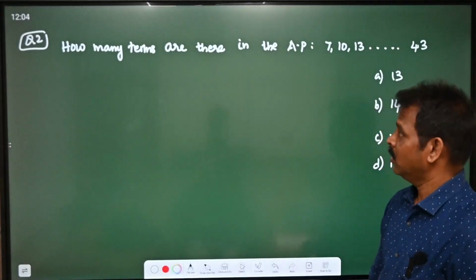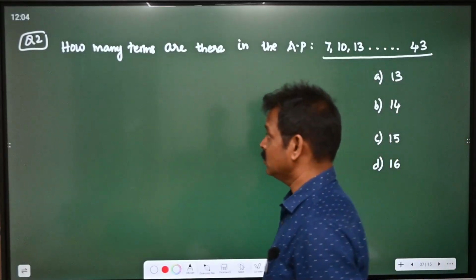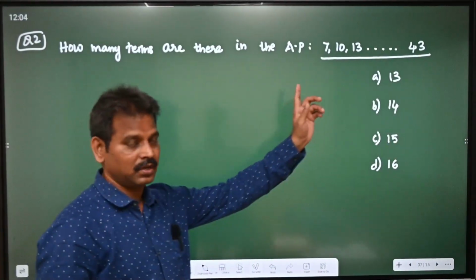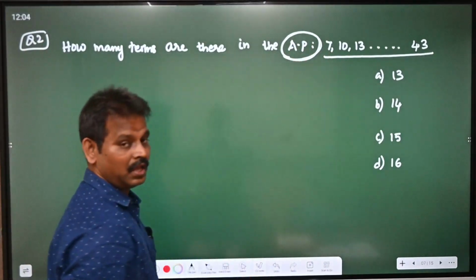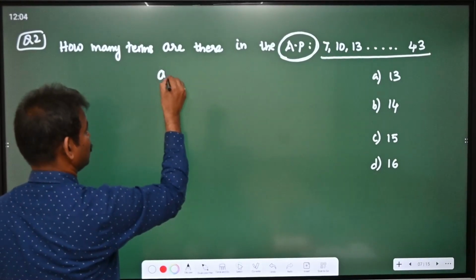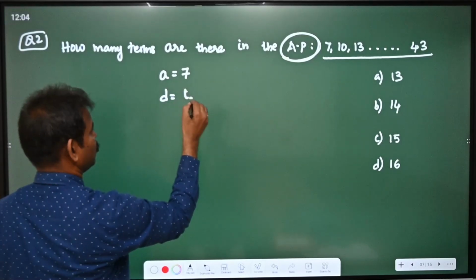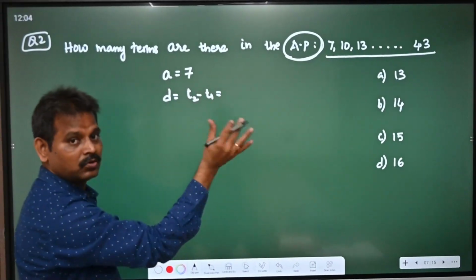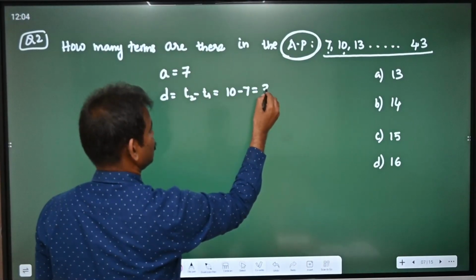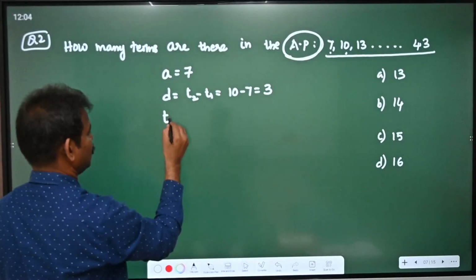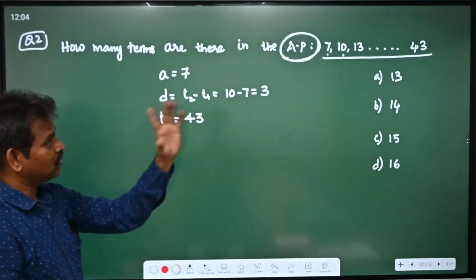Now, the next problem. How many terms are there in this AP? 7, 10, 13 and so on up to 43. So we need to find out the number of terms. Once again, please check it. But here checking is not required. They have mentioned this progression as AP. So in that the first term is equal to 7. The common difference is T2 minus T1, or the difference between any two successive numbers. This is 10 minus 7, which is equal to 3. And the last term in this series is 43. I want the number of terms in this series.